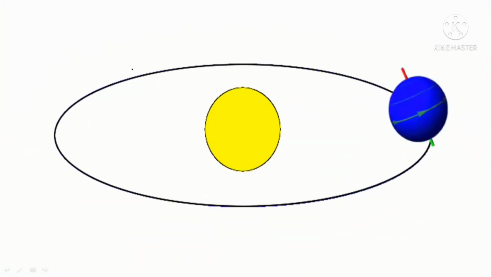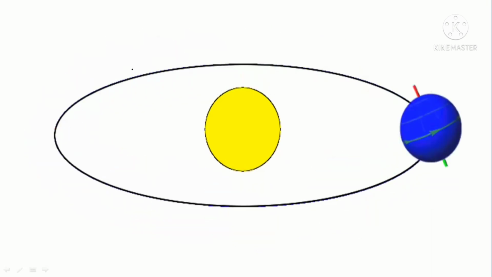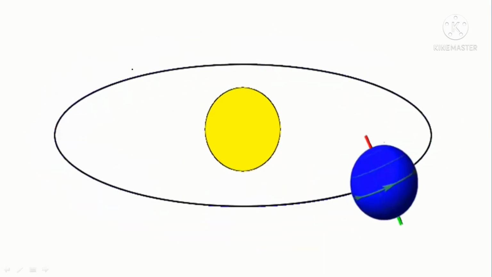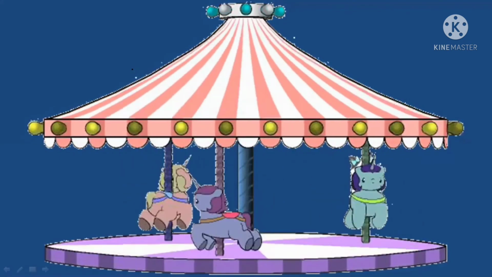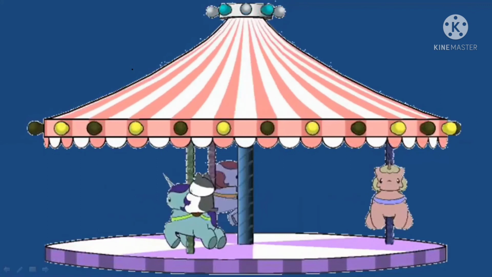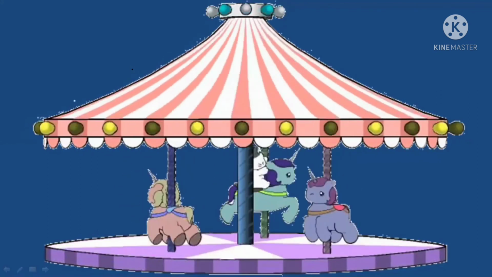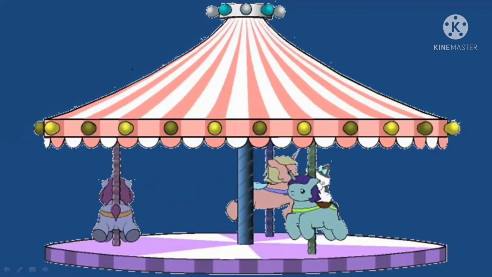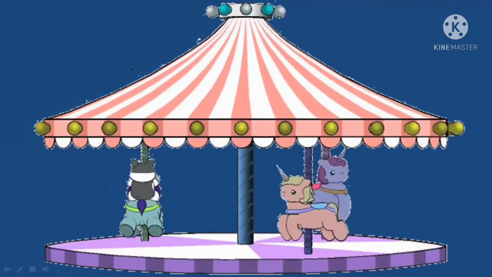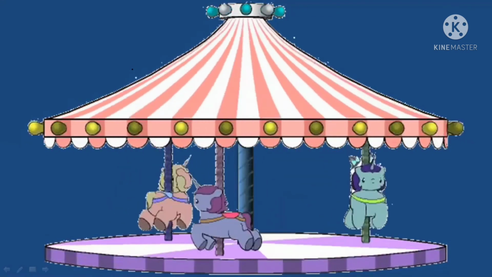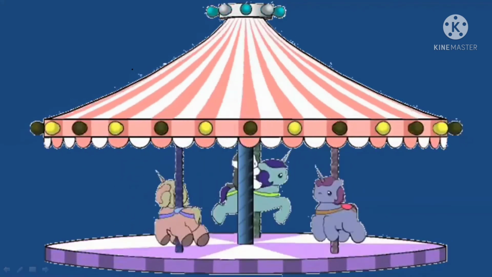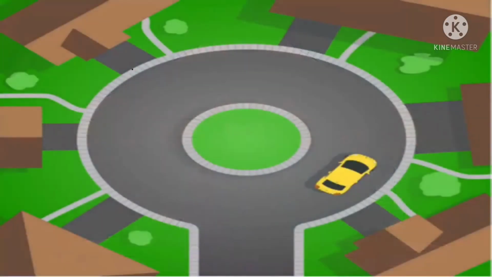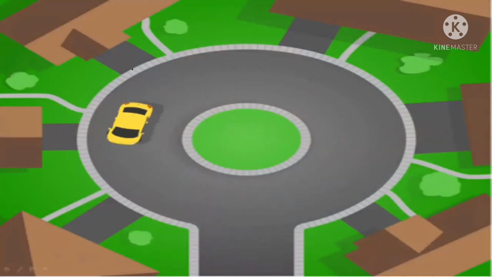Now one more thing I am showing you. See here, my dear children, a merry-go-round. Here also the speed is constant, but observe the boy. Every time the boy's direction is being changed. That means velocity is being changed. As velocity is being changed, acceleration exists.